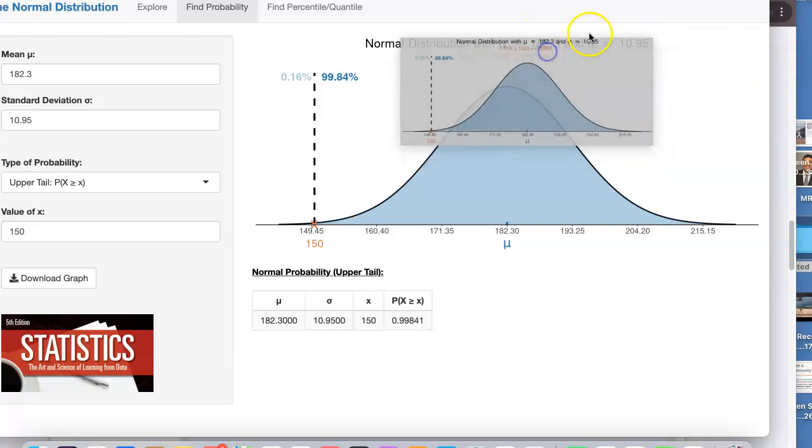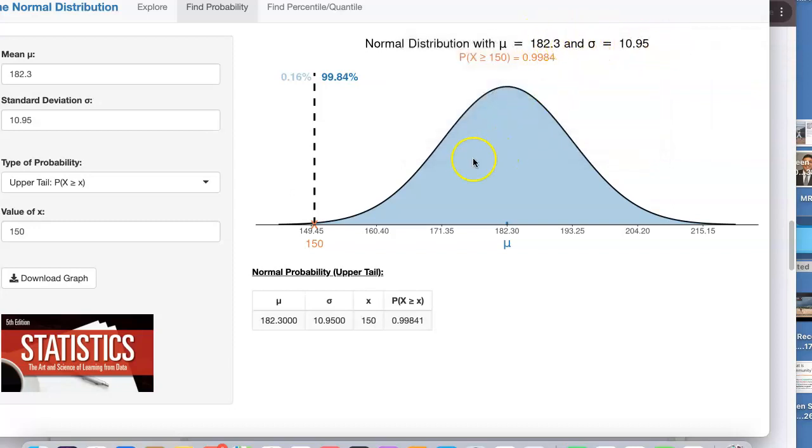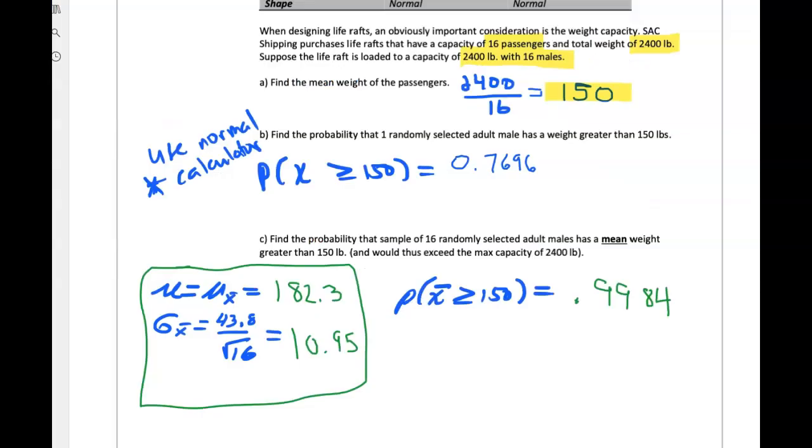Notice this is the sampling distribution we're looking at now because it's the adjusted standard deviation. So pretty much we're certain, a 99.84% chance that these 16 males will have a higher capacity than the 2,400 pounds, or have a mean weight greater than 150.